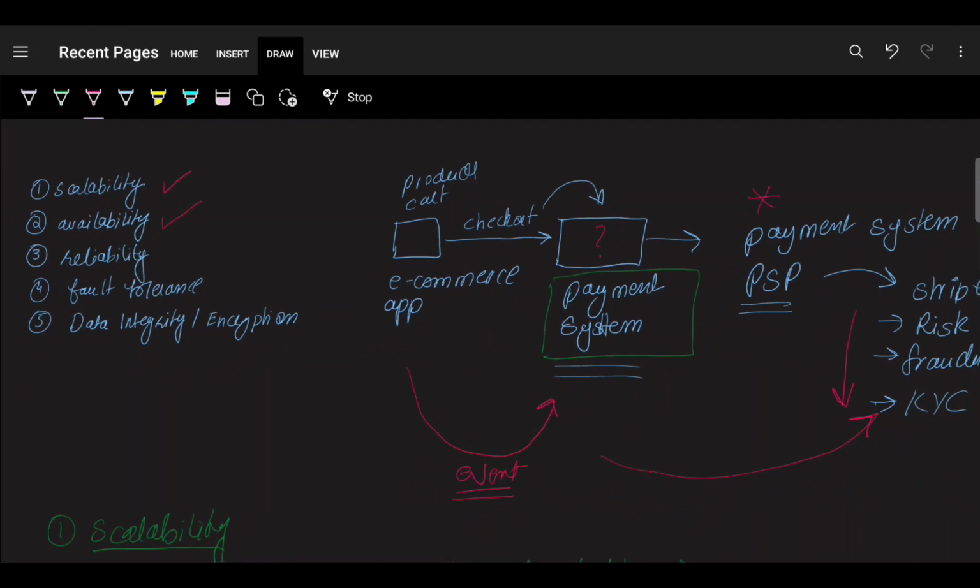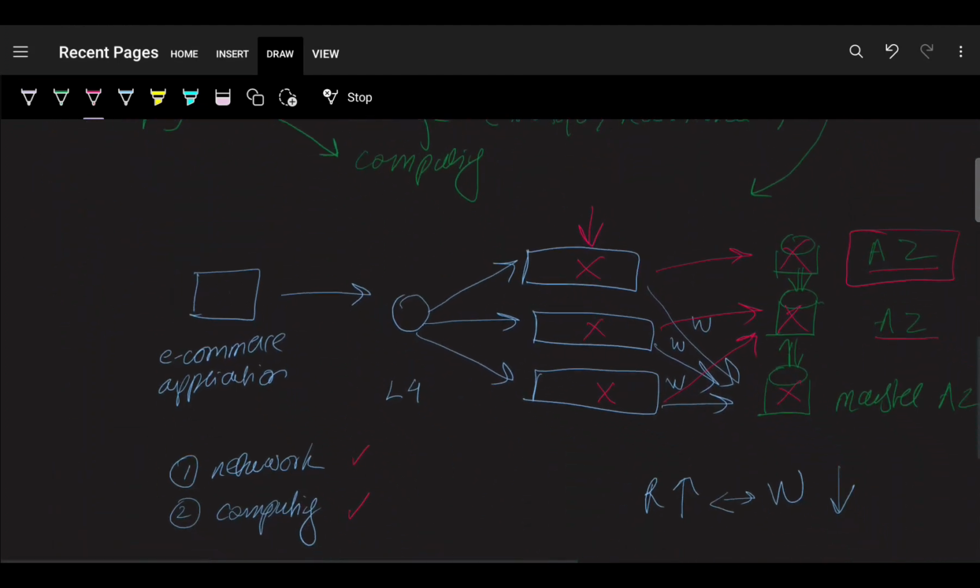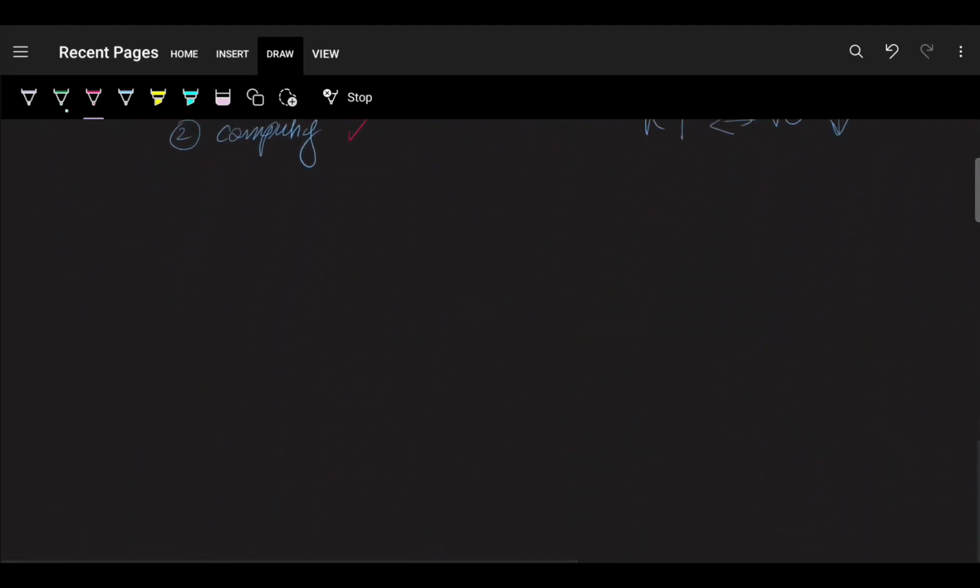Cool. All right. So what do we have next? Next, we have reliability. All right, reliability. Let's scroll down and let's talk about reliability.